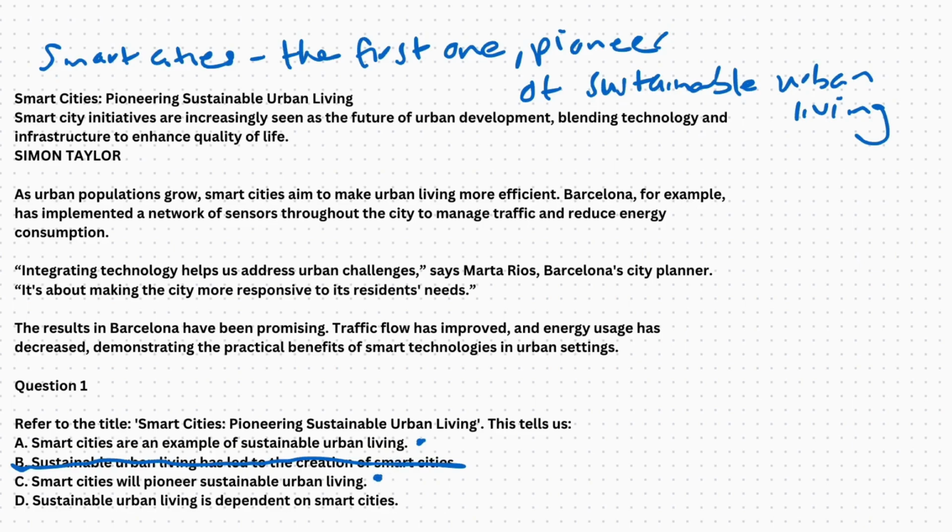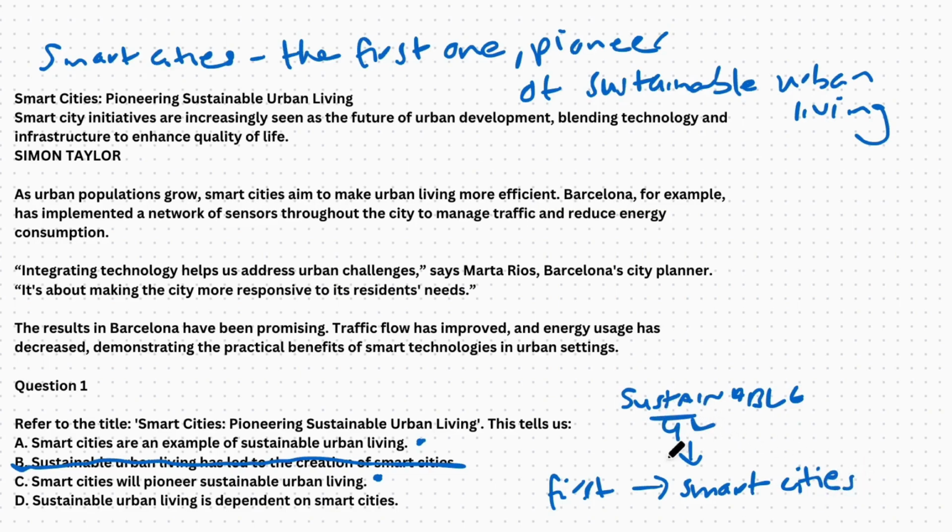Sustainable urban living is dependent on smart cities. The idea here is that we have sustainable urban living, and then an example of it, and the first example of it, the first pioneer, are smart cities. So from this little diagram, you can tell that sustainable urban living is not dependent on smart cities. Smart cities are being created because of sustainable urban living, so we can scratch that.